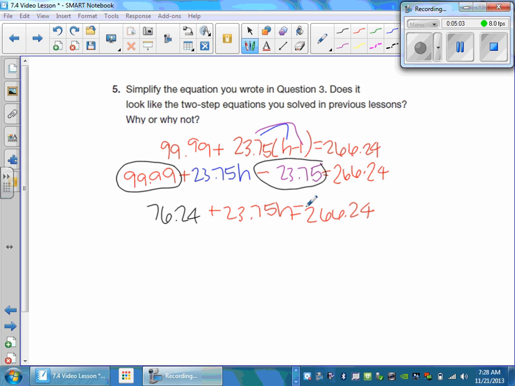Then I just went through and simplified my equation. These two numbers here circled in black are just regular numbers with no variables, so I can subtract them. 99.99 minus 23.75 gives me 76.24. I kept my plus sign a plus sign, and then this cannot be combined with anything else because it has the variable of H. It's not common with the other ones, so it just stays the same, and then I can bring down my 266.24. So this is your simplified equation. Go ahead and try number 6 and then press play when you have your answer.